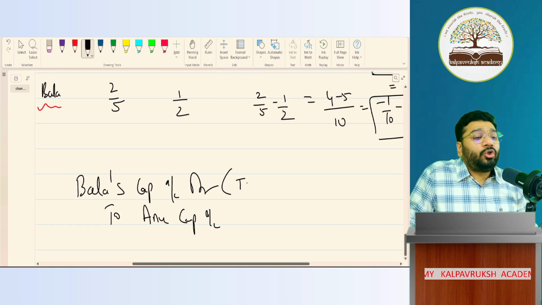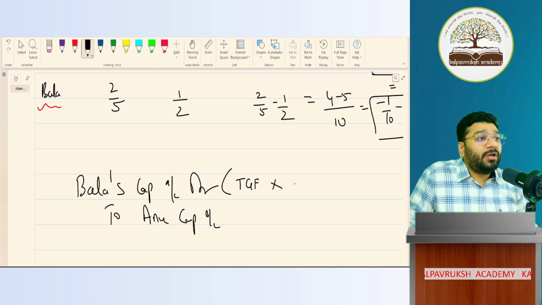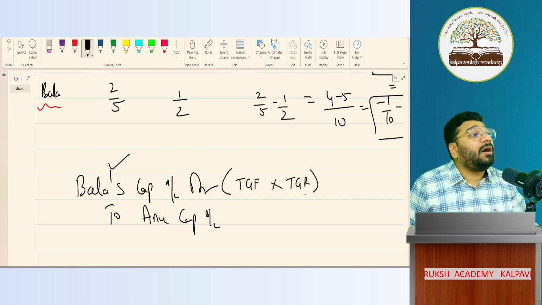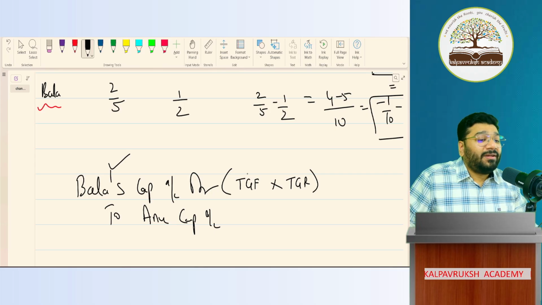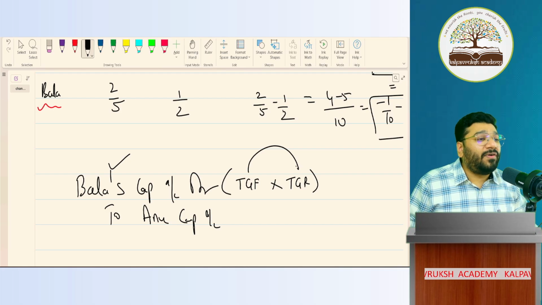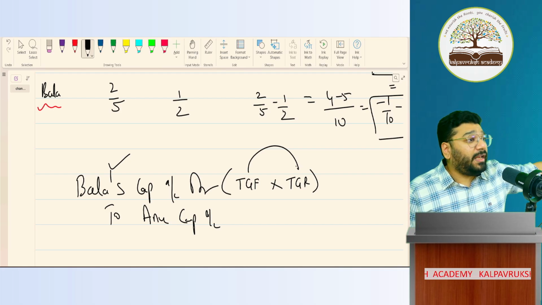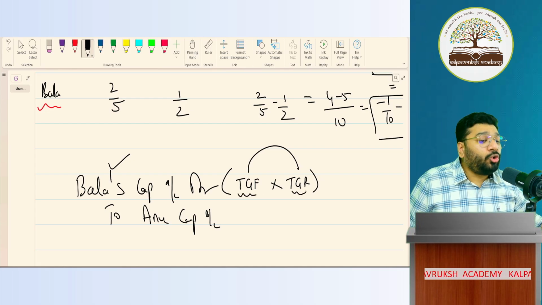The formula for this is total goodwill of the firm, TGF stands for total goodwill of the firm, multiplied by the gaining partner's gaining ratio divided by total gaining ratio, TGR. Got it, not got it? There's no other choice. You have to get it only. Total goodwill of the firm multiplied by total gaining ratio. Mark this word, very important. This terminology will change in some time.